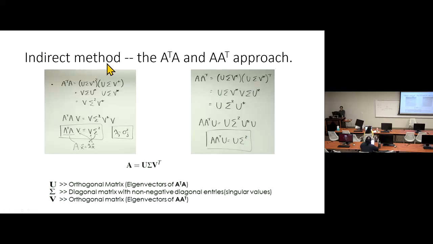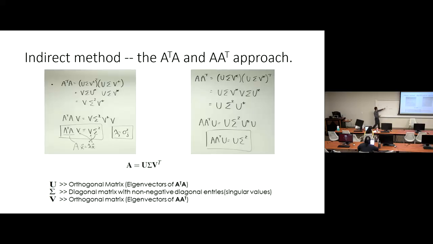There are also methods that we use, so-called indirect methods, using eigendecomposition in order to compute SVD. In this case, because A is not a symmetric matrix, we cannot use eigendecomposition directly. But we do these operations.